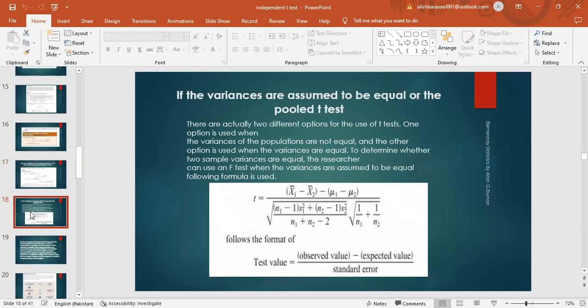If the variances are assumed to be equal, or the pooled t-test, there are actually two different options for the use of the t-test. One option is used when the variances of the populations are not equal, and the other option is used when the variances are equal. To determine whether two sample variances are equal, the researcher can use an F-test. When the variances are assumed to be equal, the following formula is used. It also follows the format of test value equals observed value minus expected value over the standard error.